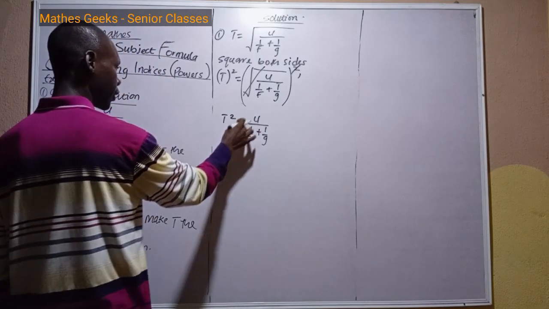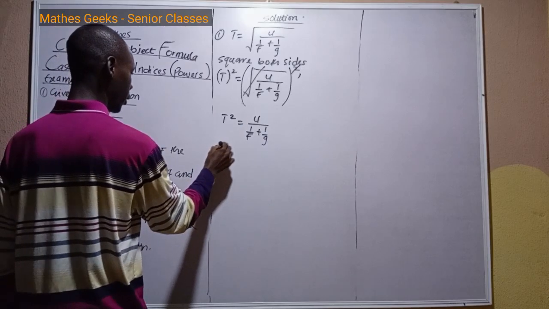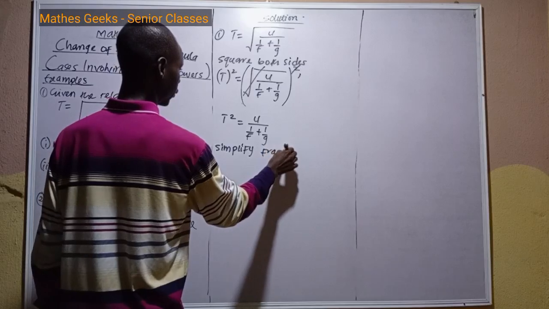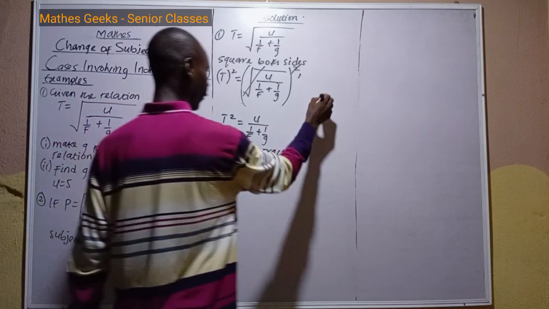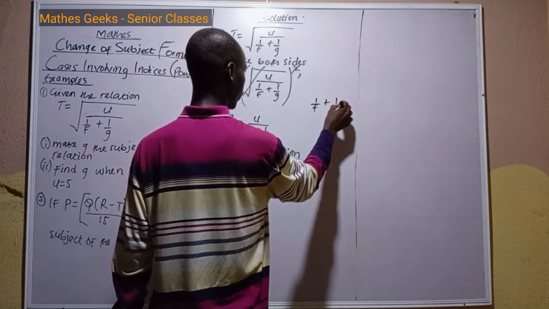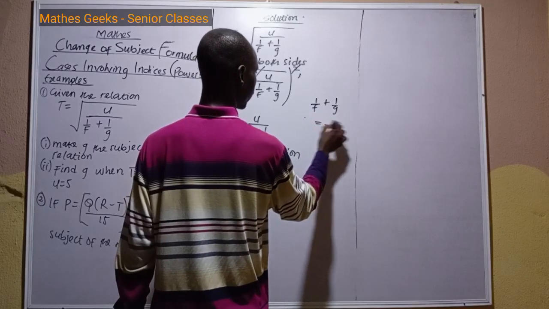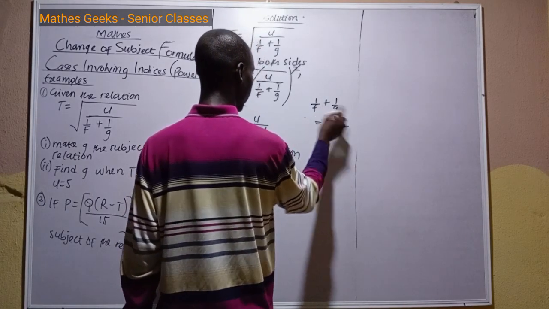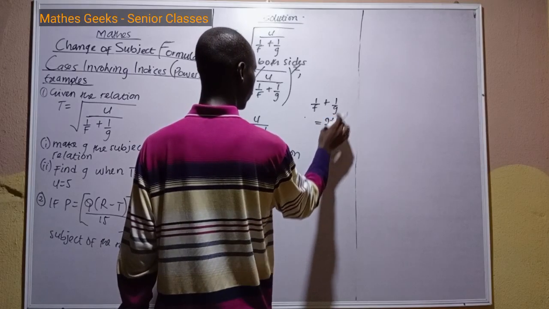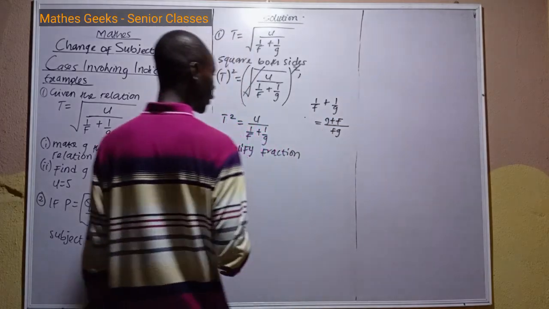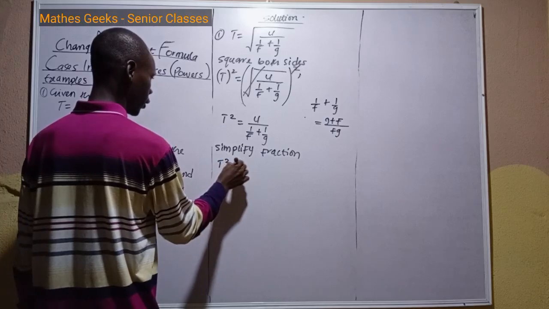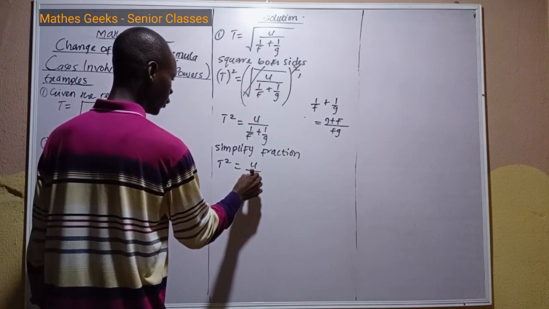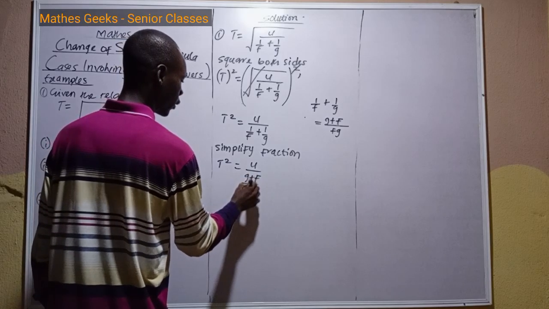The next step is to simplify the fraction. So 1 over F plus 1 over G. The LCM of the denominators is FG. So FG into F is G, plus FG into G is F, so G plus F over FG. T squared is equal to U over G plus F over FG.